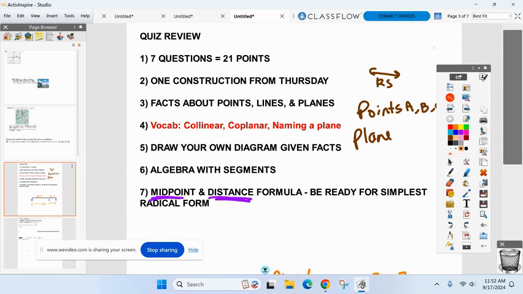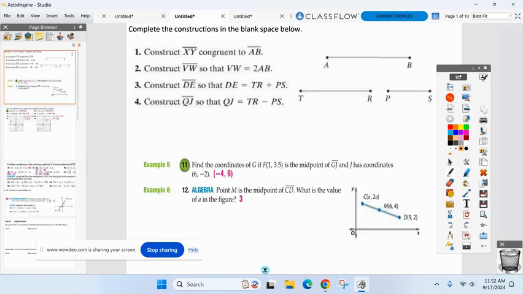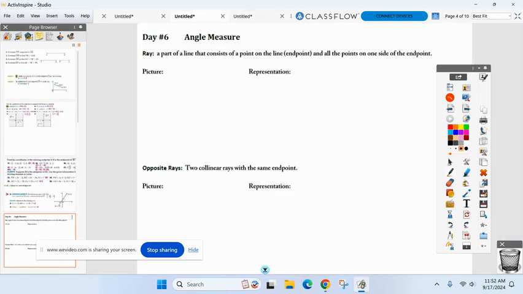All right, I need your packets out. You can close your Chromebooks up for me. Let's open up your packets. We got something new to do here today. We'll see how far we get in today's notes. There is no assignment tonight. Your assignment is to prepare for the quiz. Okay? Prepare for the quiz for me.